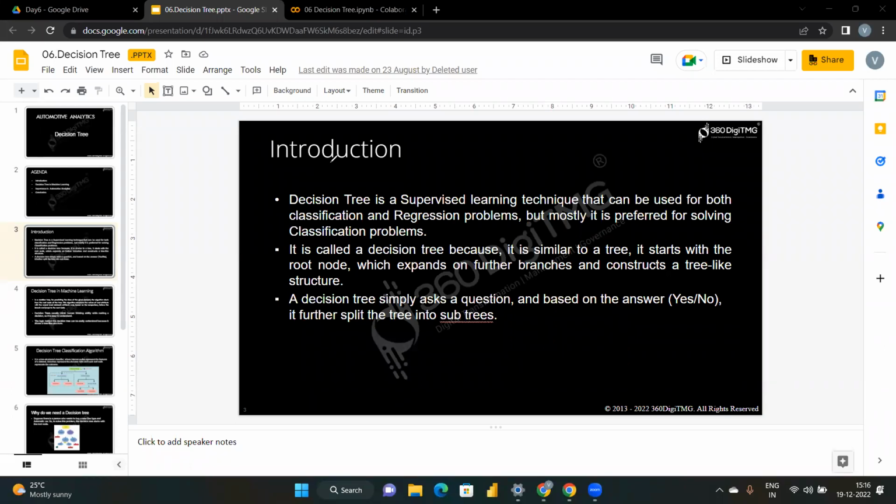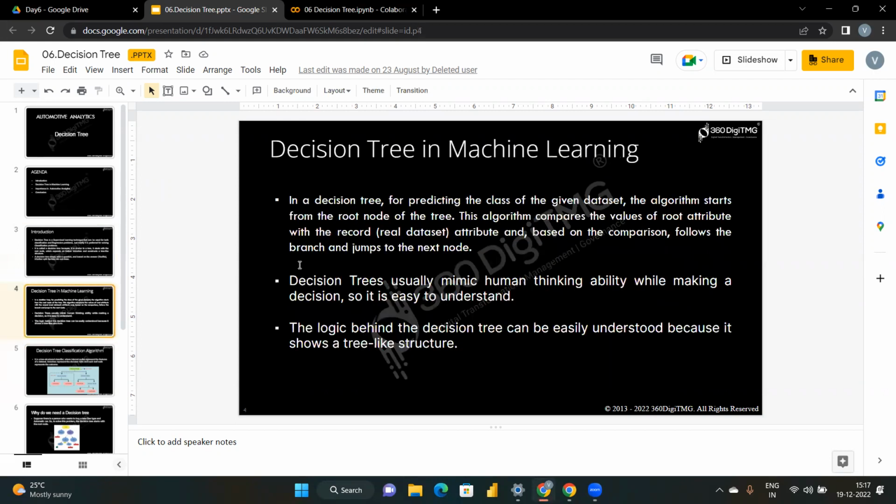So if you ask me, what are the disadvantages or limitations of decision tree? A small change in data can cause a large change in the structure of the decision tree, causing instability. For a decision tree, sometimes the calculation can become more complex compared to other algorithms. Decision tree often involves higher time to train the model. So guys, what are the things we have seen? The introduction. The next concept we have here is decision tree in machine learning.